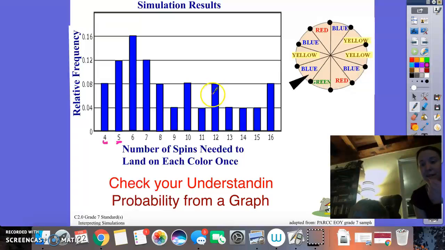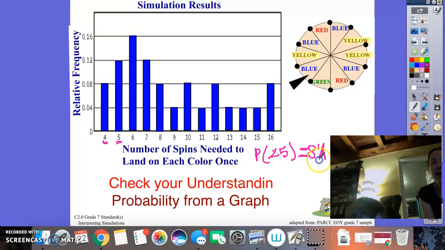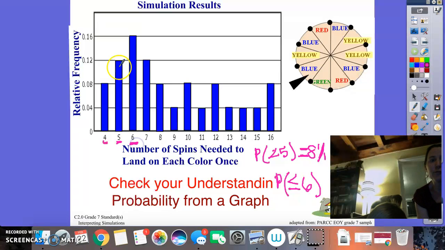So you can answer a lot of types of questions about probability with a graph like this. Like I could say, what is the probability that it will take us fewer or less than 5 spins to hit all 4 colors? And if I'm looking at my graph, the relative frequency of 4 was 8%. And we can get questions that are more complicated than this too. I could say something like, what is the probability of it taking less than or equal to, let's say, 6 spins? So this includes these 3 sections, 4, 5, and 6.